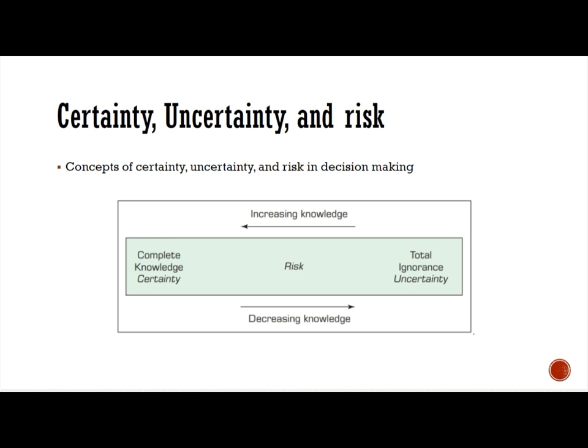So let's take a look. When we develop models, any of these conditions can occur in different kinds of models. Decision-making under certainty assumes that complete knowledge is available so that the decision maker knows exactly what the outcome of each course of action will be. It may not be true that the outcome is certain.